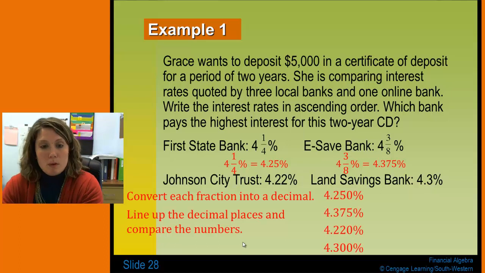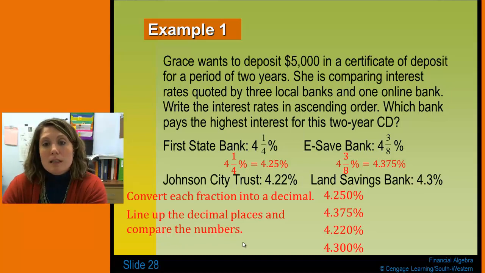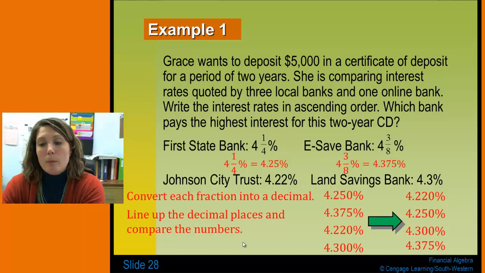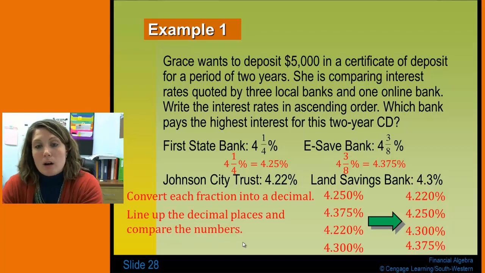So I put them in no specific order, just lined up all the decimal places, and now from here I can look and see which one is the least, all the way up to the greatest, which ends up being 4.22, 4.25, 4.3, and then 4.375. So there they are in ascending order, which means going up.